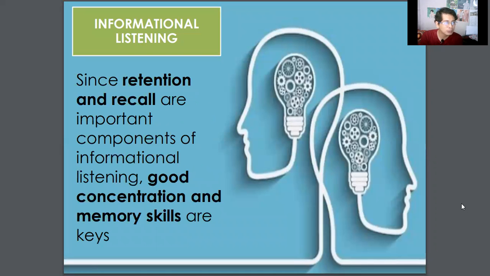Since retention and recall are important components of informational listening, good concentration and memory skills are key. So if you would like to really understand or retain what the person is saying, you have to listen to them attentively. Imagine you are in a large crowd and the person is giving a lecture about something, and there is a noise outside, how are you going to get the information from that person? Because if there are barriers that impede you from getting that information, what then will you do? How are you going to listen attentively? And I myself have experienced that.